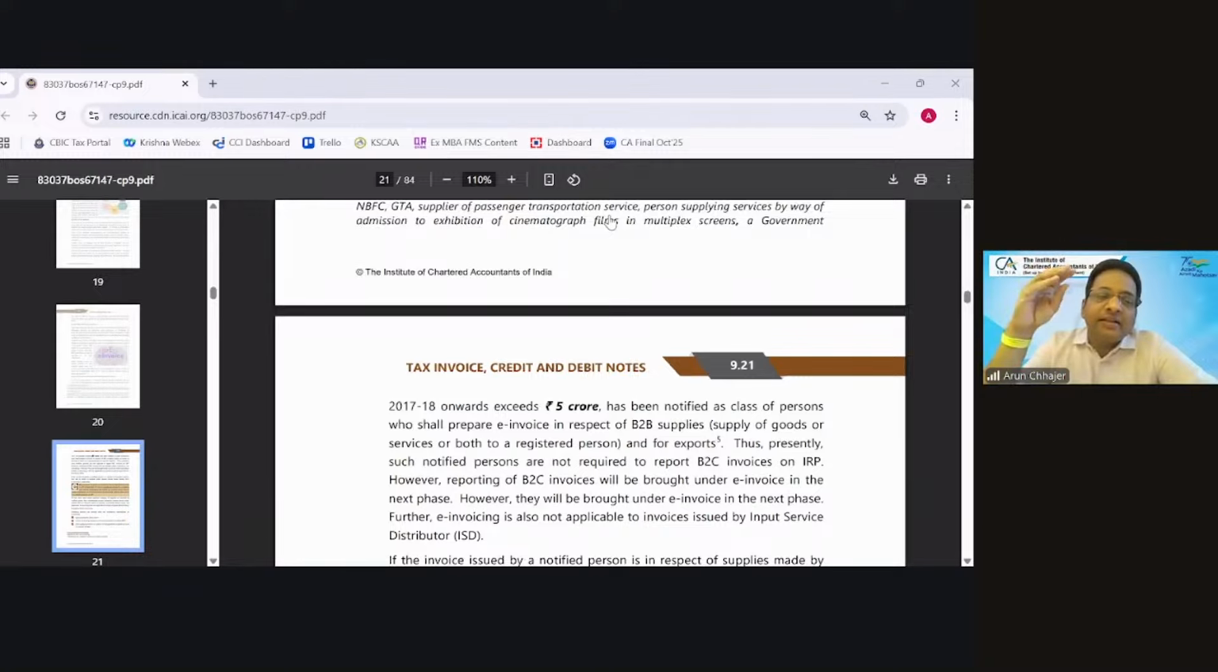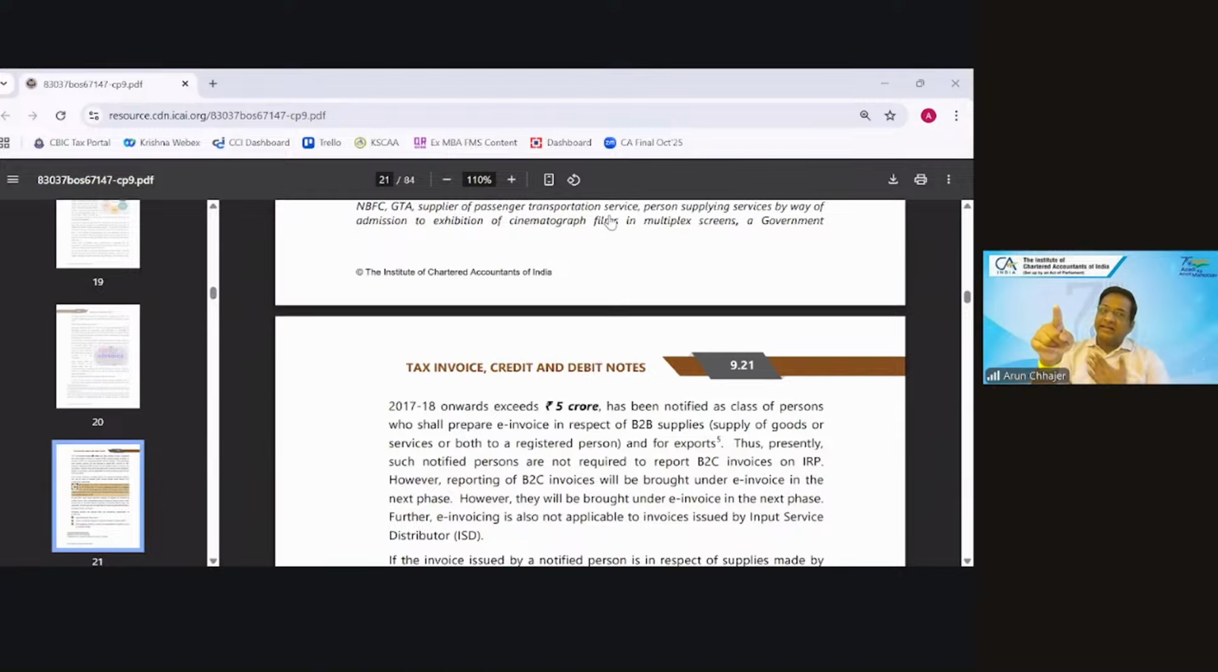In GST, almost all the provisions, except some provisions in books of accounts, are applicable for a registered person only. Some are for a taxable person, like penalty, etc. Some are for unregistered, that is books of accounts. But otherwise, if I talk about invoicing, it is applicable to the registered person only.